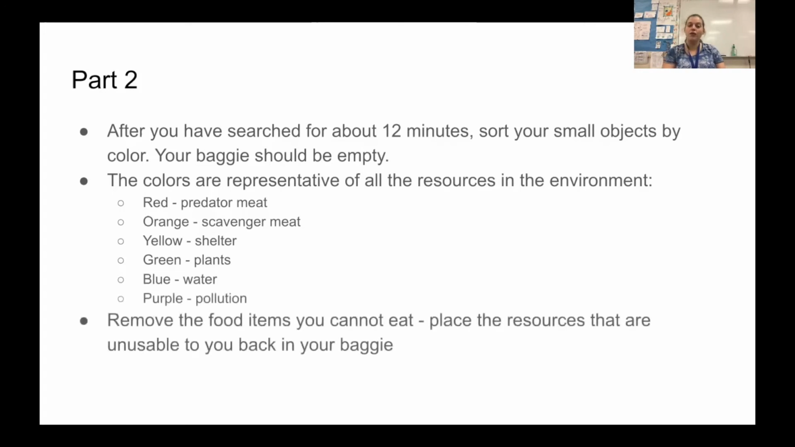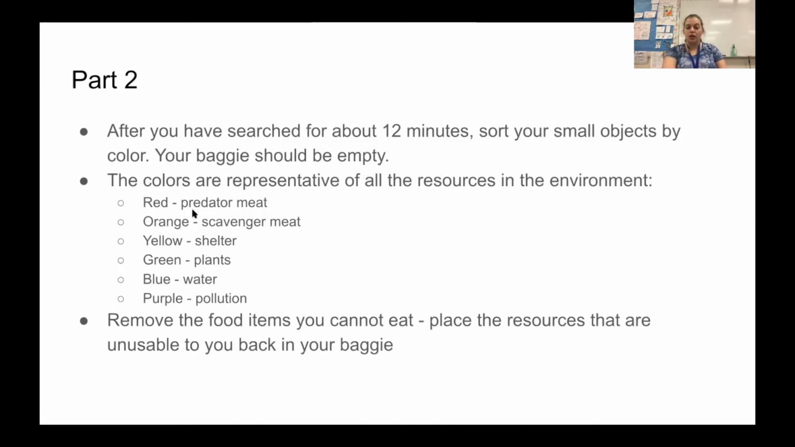So we're going to remove the food items that you cannot eat and place those unusable resources back in your baggie. If you are a deer, an elk, or a rabbit, you're going to take away the red and the orange because you can't eat any kind of meat. If you are the turkey buzzard, you are going to remove the predator meat and the plants because you're a scavenger. If you're a raccoon, you can keep the plants and the scavenger meat, but you have to put the red meat away.